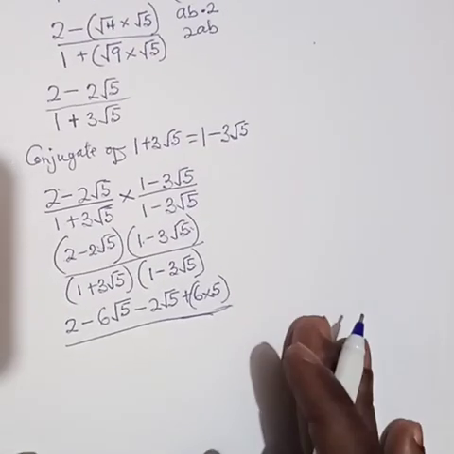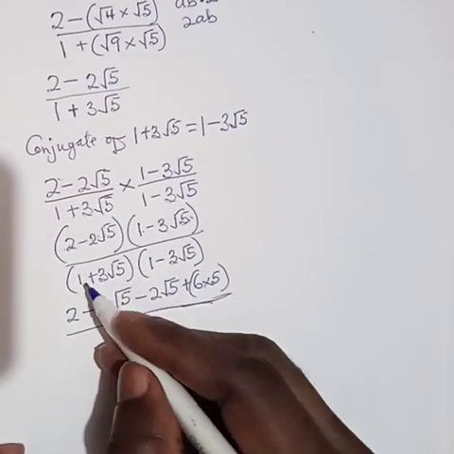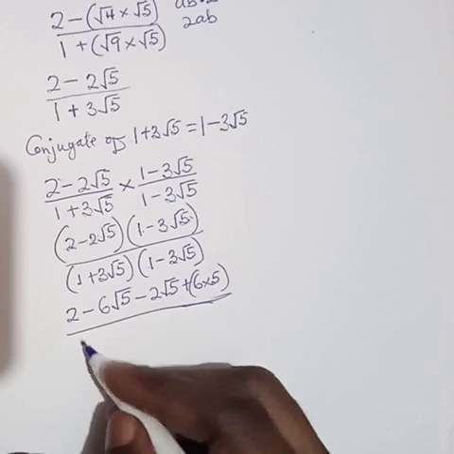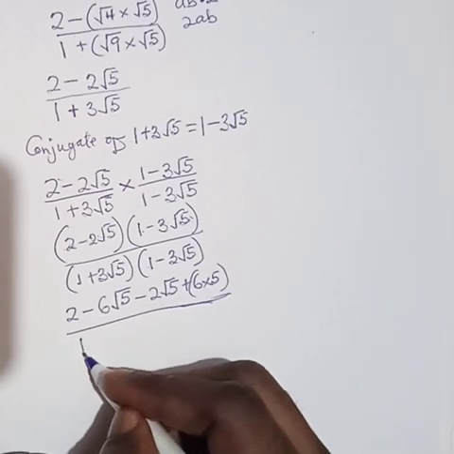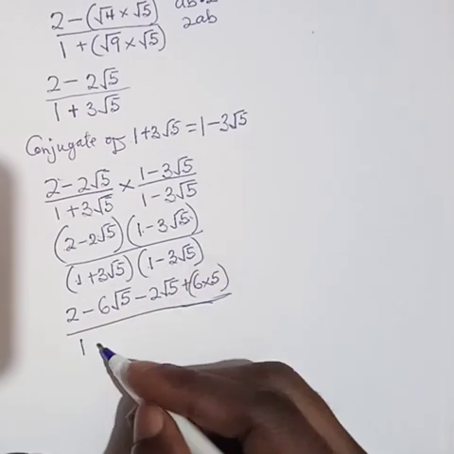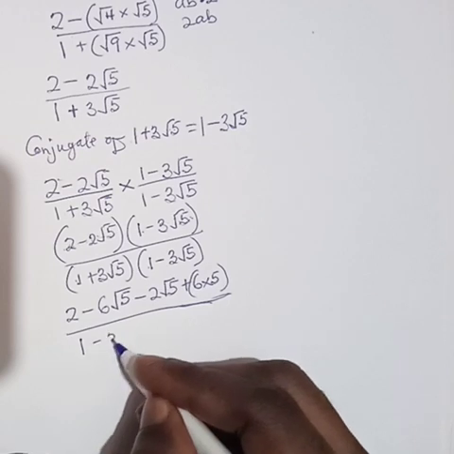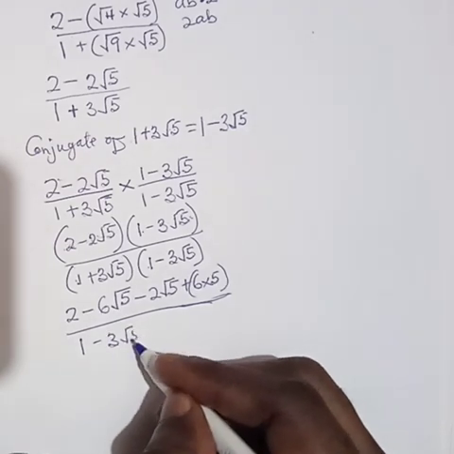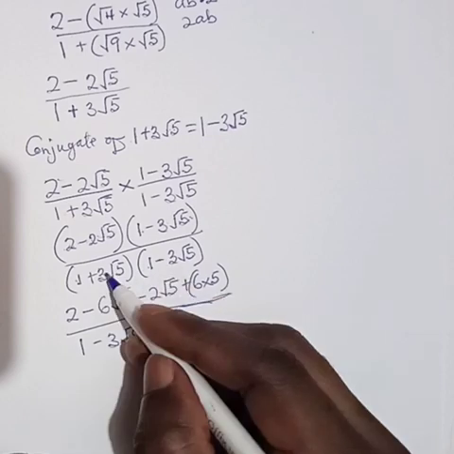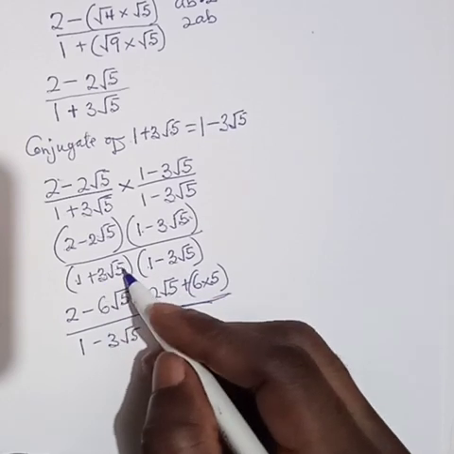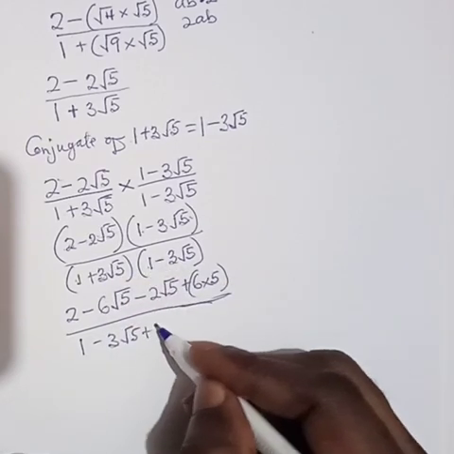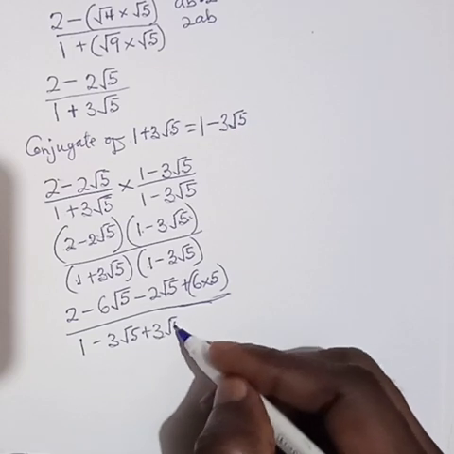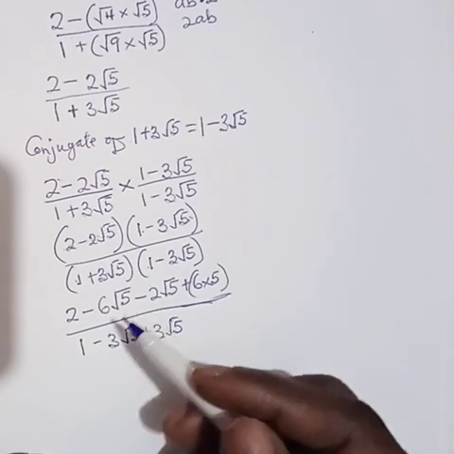Okay, so the denominator too, we do the same thing. So 1 times 1 will give me 1. 1 times negative 3 root 5 will give me negative 3 root 5. Then I will do the same here. So 3 root 5 times 1 will also give me what? 3 root 5. All right.